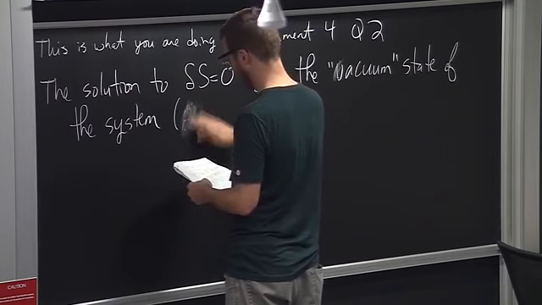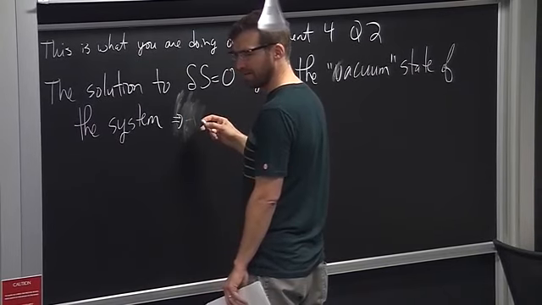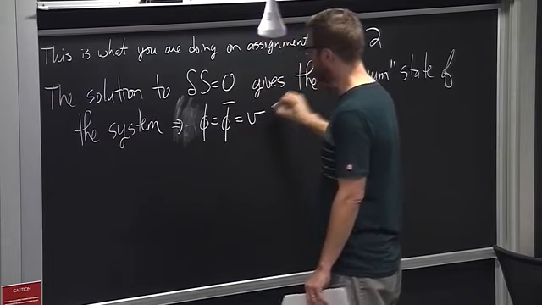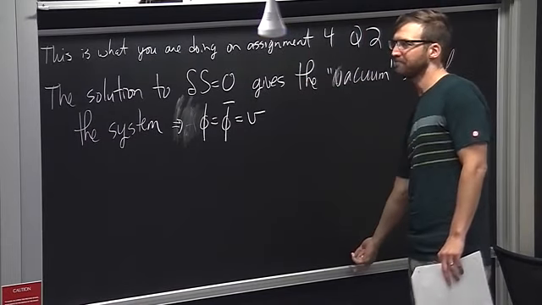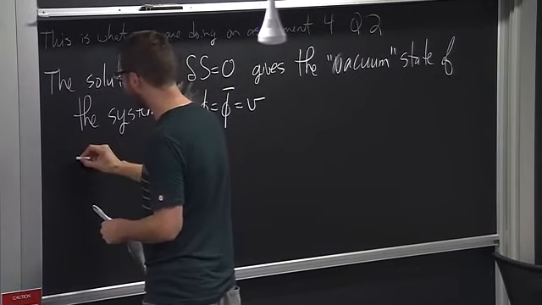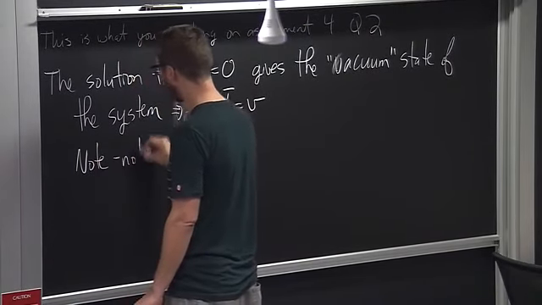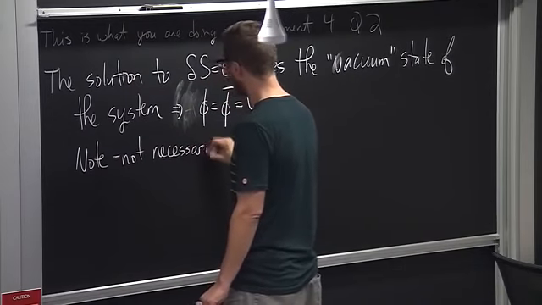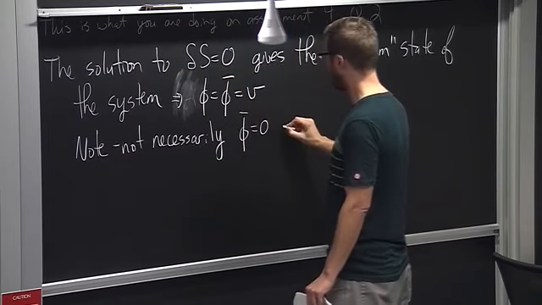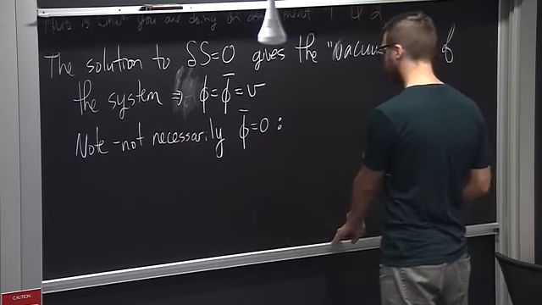I'll probably call it v, so phi bar equals v for vacuum state. It's just the solution to that equation. And note it's not always necessarily phi bar equals 0. And when it's not 0, this is the case of symmetry breaking.